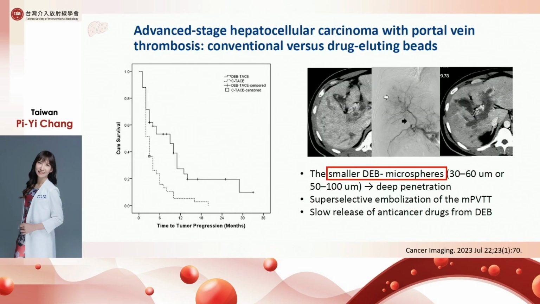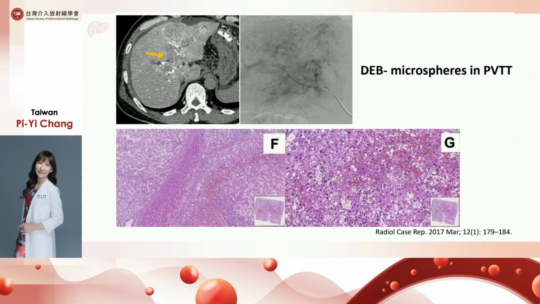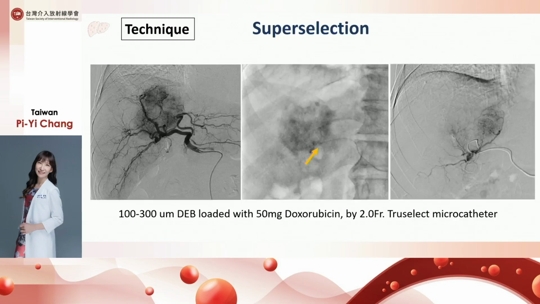And this is from Dr. Liu: advanced stage HCC with portal vein tumor thrombosis, where we can do DAPTase, but we have to choose smaller particles, maybe within 100 micrometers, to get deep penetration into the portal vein tumor thrombosis. And the pathology shows that the DAPTase microspheres can penetrate into the portal vein tumor thrombosis.